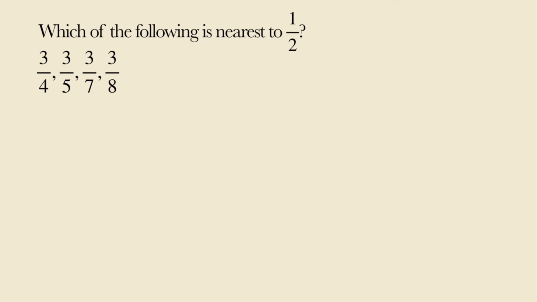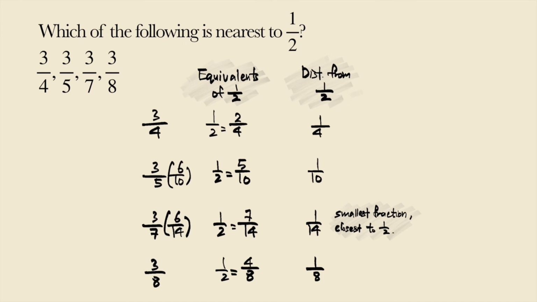For the previous questions, we have been asking nearest to 1 whole. Here we are doing it another way. Which one is nearest to 1/2? Okay, so let's take a look here. Well, first thing you notice is that more steps are needed. Okay, so given 3/4, compare that to 1/2. Well, what's an equivalent of 1/2? 2/4, isn't it? Okay, what's the distance from this to this? The difference is 1/4.